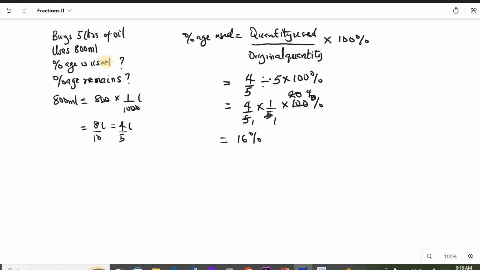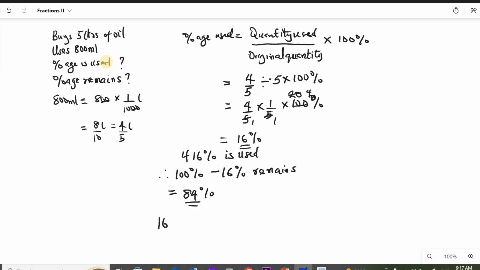Okay, now so we have that 16% represents the quantity that is used, or the percentage of oil that is used. So if 16% is used, we have that 100% minus 16% remains, which is equal to 100 minus 16, that is 84%. So 84% is what remains. So these are the answers: 16% and 84%. Okay, so on to the next question.